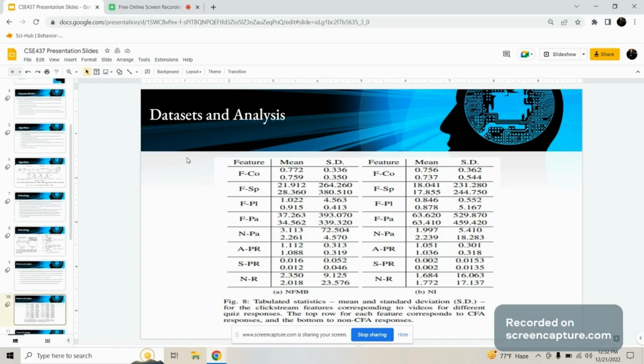As I have mentioned in the previous slide, figure 8 is the tabulated statistics, the mean and standard deviation. And as you can see, the top row for each feature corresponds to CFA responses and the bottom to non-CFA responses. And the differences in means are comparatively insignificant.